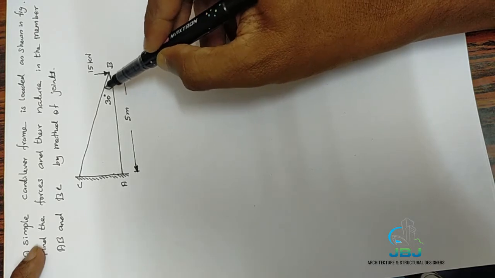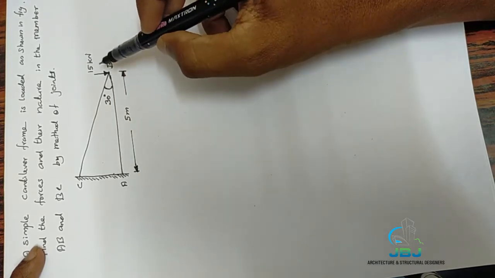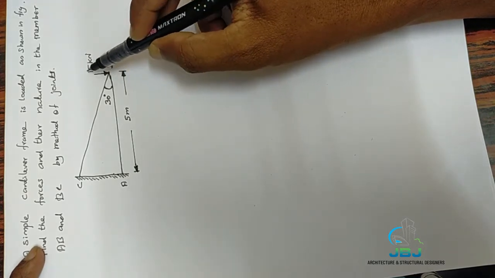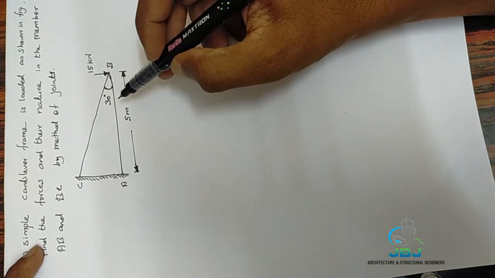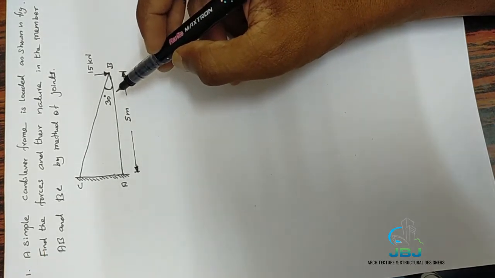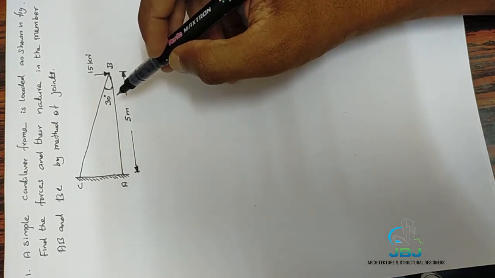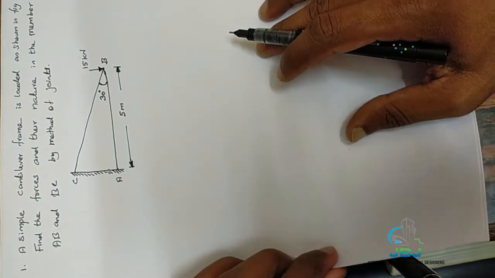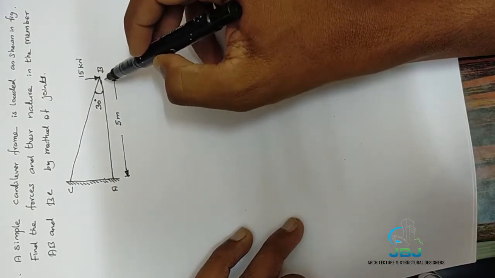And the angle of inclination of this inclined member is 30 degrees. And one point load is acting at the joint B. Clear? So the load is 15 kilonewton. So all details are given in the problem very clearly. Here we should find the forces and the nature of forces of these members, that means AB and BC.